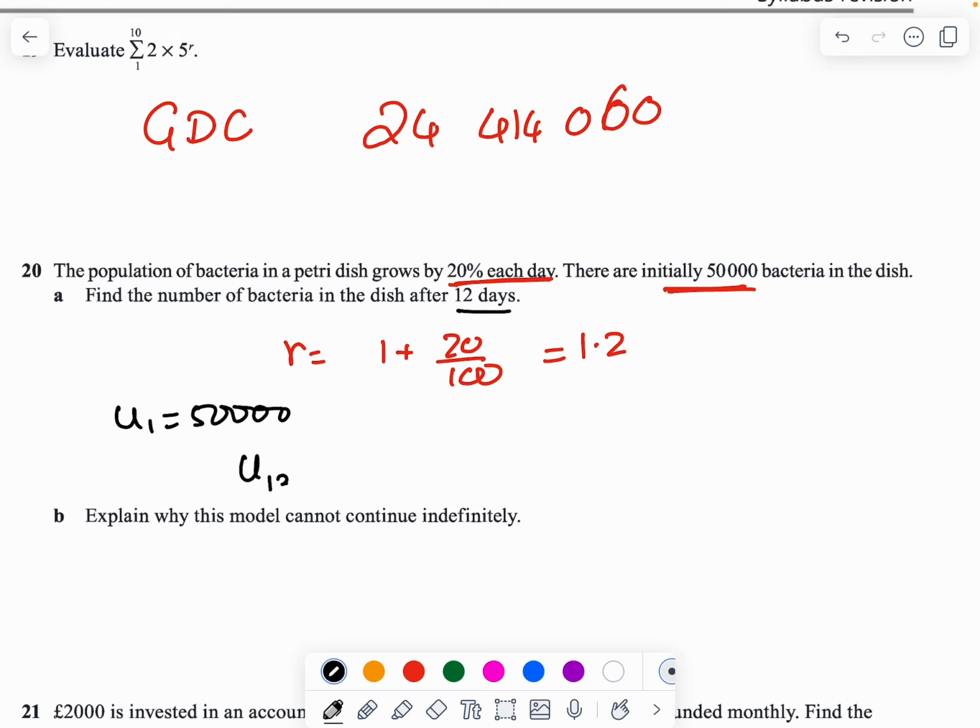After 12 days, so you should find U13. Remember, after 12 days means you should find the 13th term. So which is 50,000 times r to the power of n minus 1, 13 minus 1, which is 445,805.